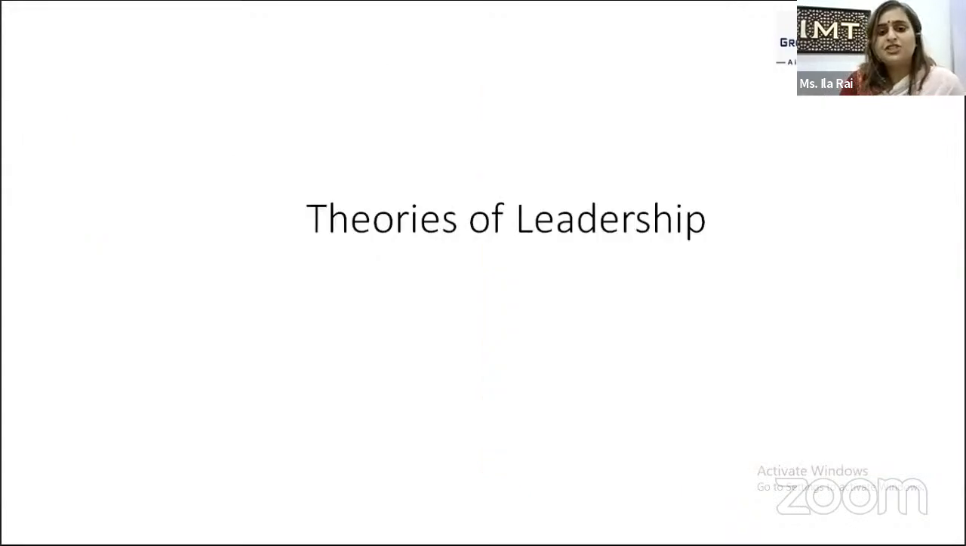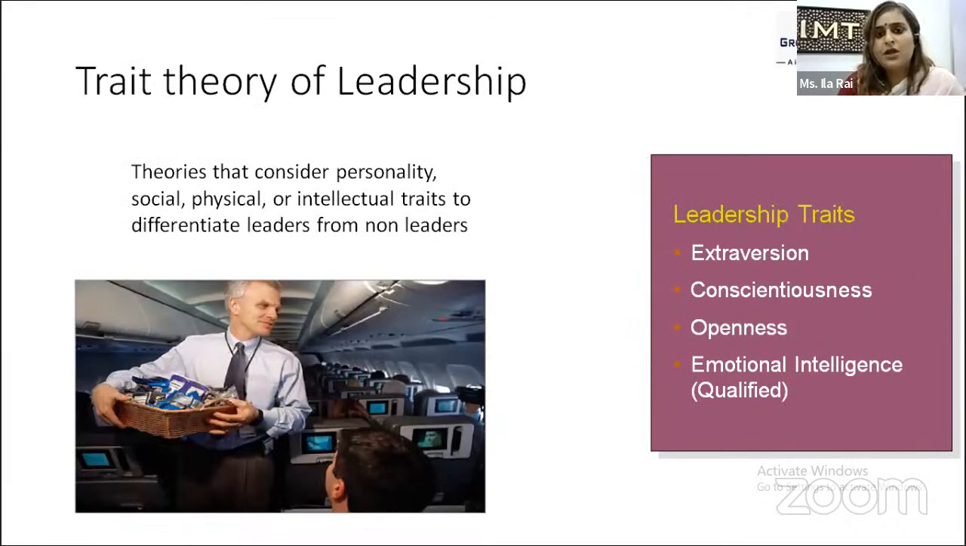The first theory of leadership is the trait theory of leadership. The trait theory of leadership works on a very simple concept, and it's a very old theory of leadership. This theory states that leaders are born and not made. So the theory states that there are a few characteristics in your personality, your social behavior, your physical attributes, or your intellectual traits, which differentiate a leader from someone who is not a leader. So if you have XYZ characteristics, you are a leader. If you don't have those characteristics, you're not a leader. This is what trait theory of leadership wants to say.